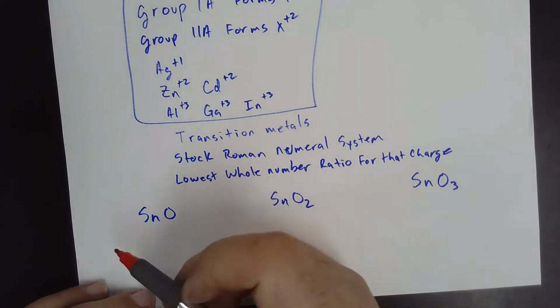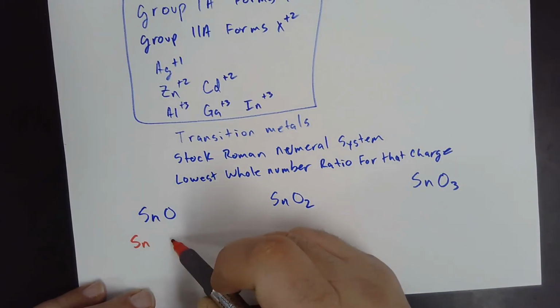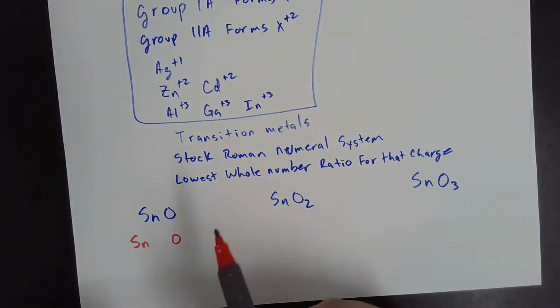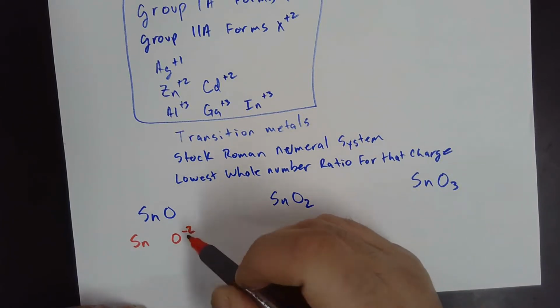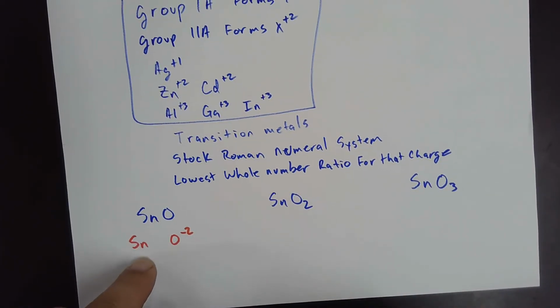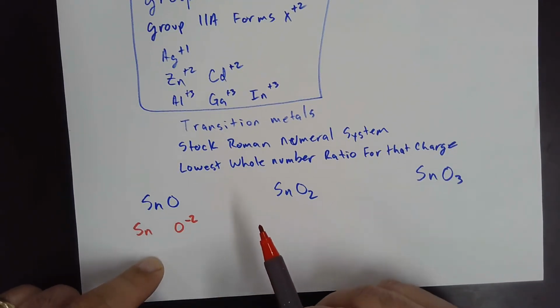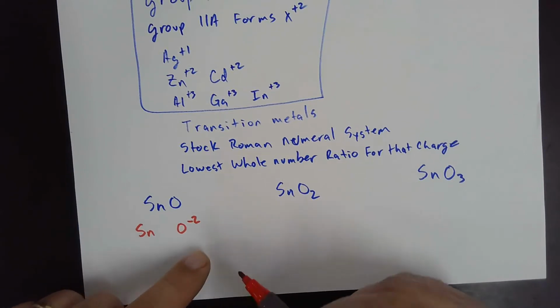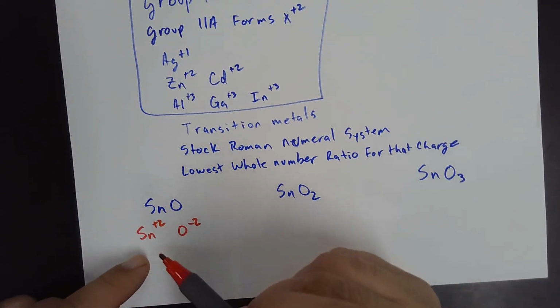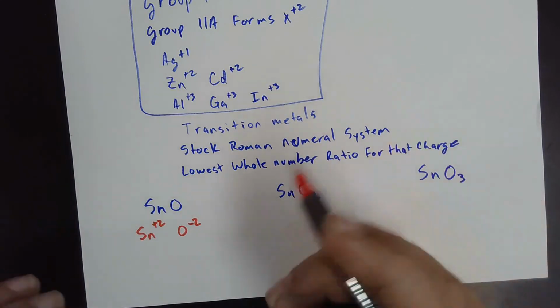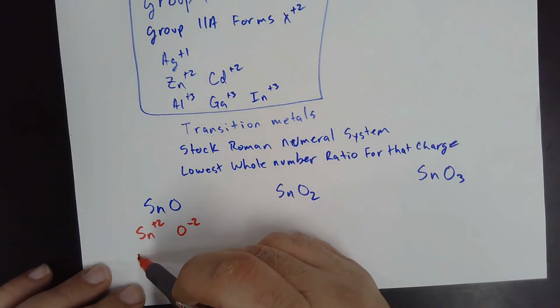Okay? So let's look at what we have. We have one tin and one oxygen. Oxygen is in group 6A, so what charge will it make? It makes a -2. I only have one tin to offset that charge. What charge must this tin have in order to offset that -2 charge? This has to have a +2 charge. So it's a 1-to-1 ratio. I know that this Sn means tin.